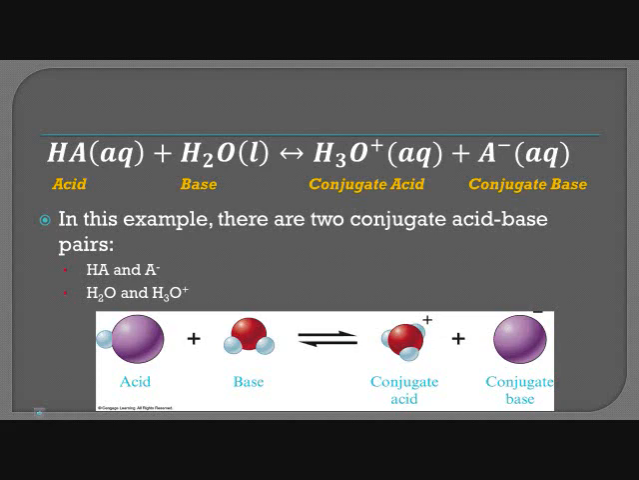So you might have to identify what would be the conjugate acid-base pair in a reaction from a list, a multiple choice question. So just know that they are related. You wouldn't ever have the acid with the conjugate acid or the base with the conjugate base. They're always opposites that go together.